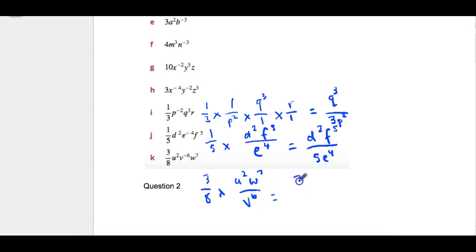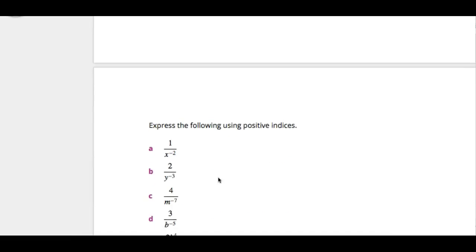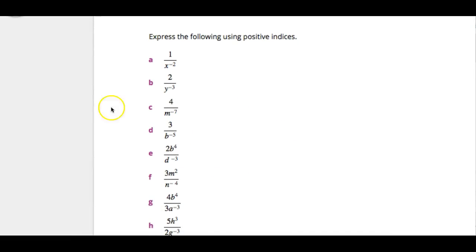And then we're left with 3u squared w^7 over 8v^6. Okay, so hopefully that's what you got. All right, let's keep scrolling. Okay, so here we're going to write them with positive indices. So in your key ideas, this was the second example you had.